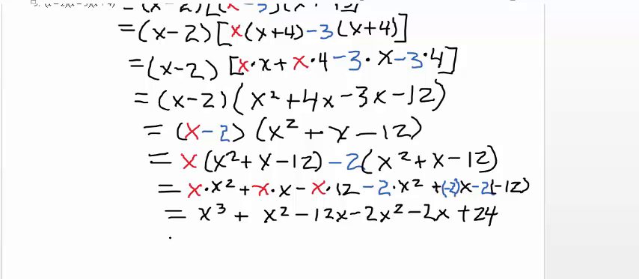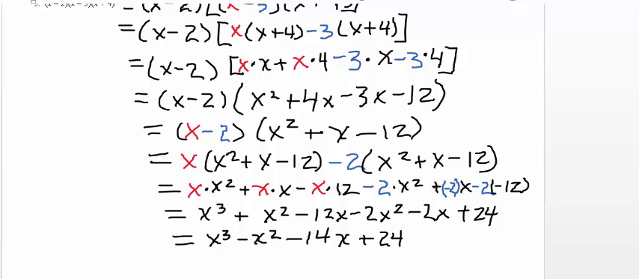So we'll combine like terms. There's only one x cubed term, so I recopy that. But I have x squared minus 2x squared. So that leaves 1x squared minus 2x squared is minus x squared. Minus 12x minus 2x is minus 14x. And then I add 24 to get my final answer.